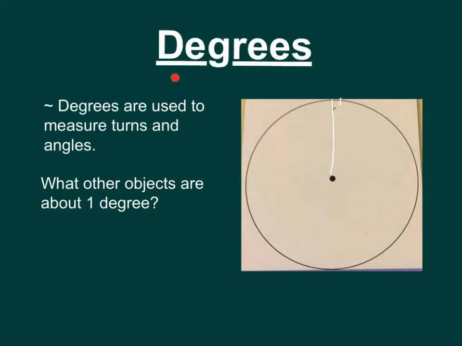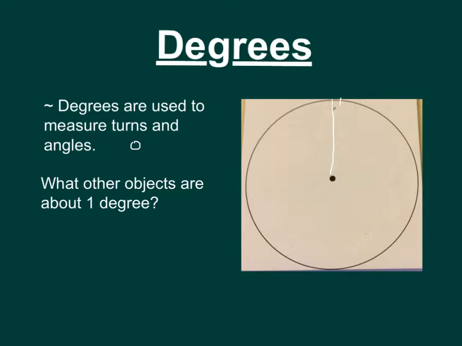Let's talk about degrees. Degrees are used to measure turns and angles. To show a degree, we use this symbol. It's like a small circle.